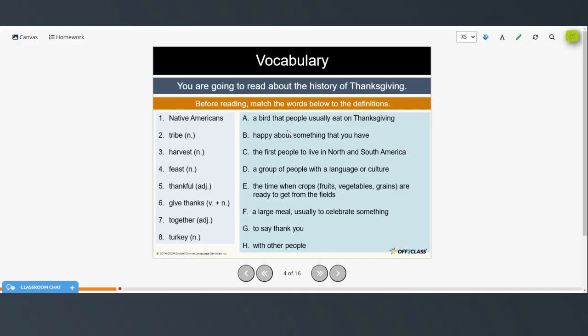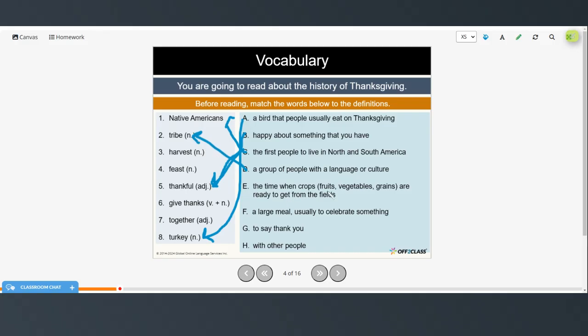All right, a bird that people usually eat on Thanksgiving, that is a turkey. Happy about something that you have is thankful. Oops, sorry, that's B goes with thankful. The first people to live in North and South America would be the Native Americans. A group of people with a language or culture is a tribe.